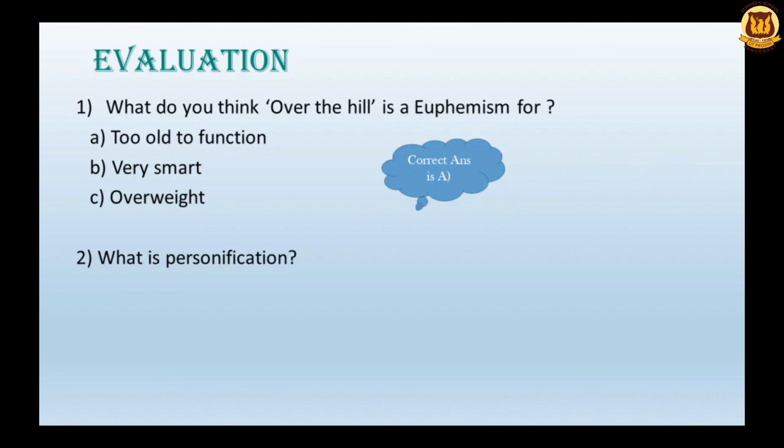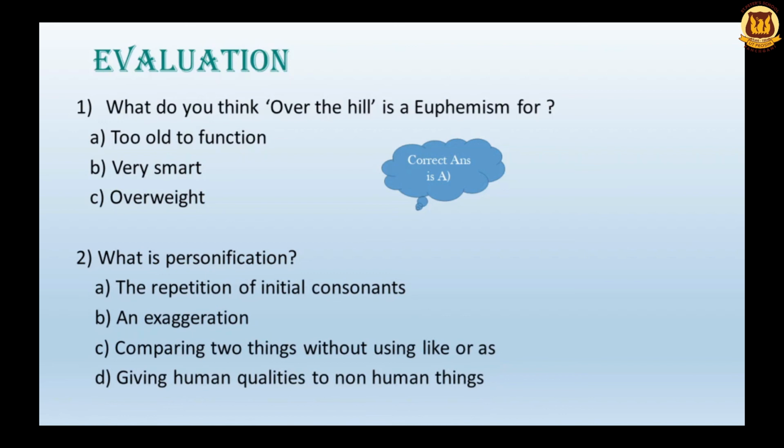The second question, what is personification? A, the repetition of initial consonants. B, an exaggeration. C, comparing two things without using like or as. Or D, giving human qualities to non-human things. You are absolutely correct. The correct answer is D, giving human qualities to non-human things.